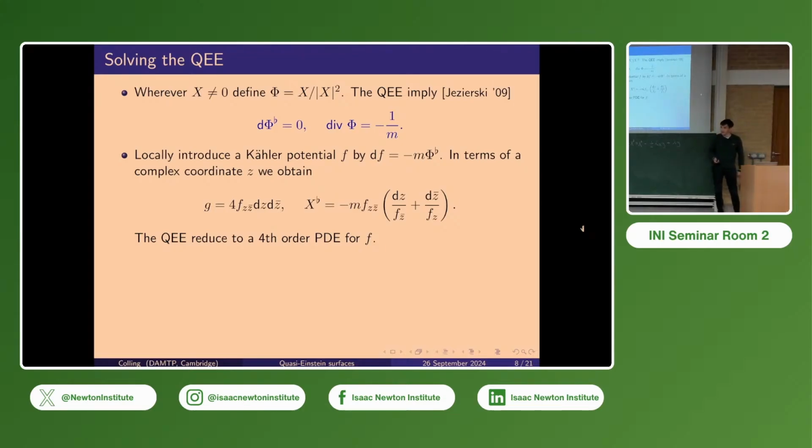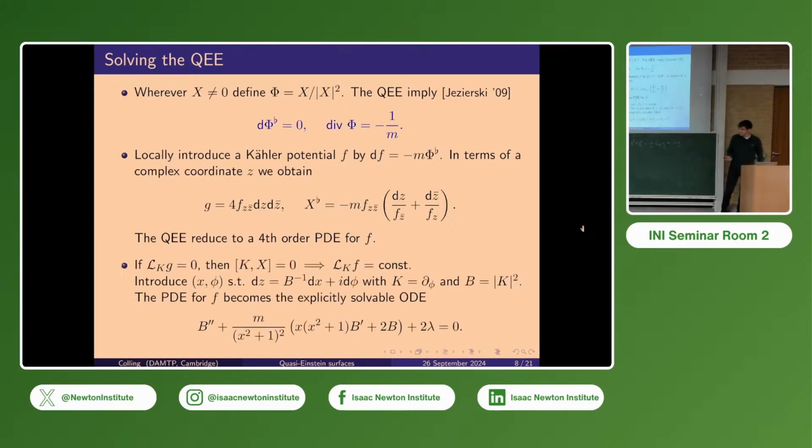We can now use the fact that there's a Killing vector. So if there's a Killing vector, then we now know that k preserves x.